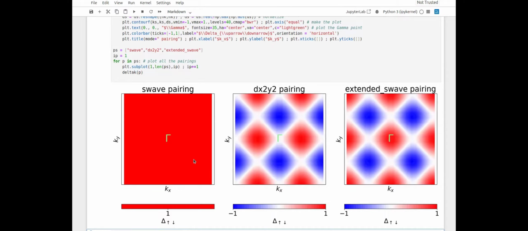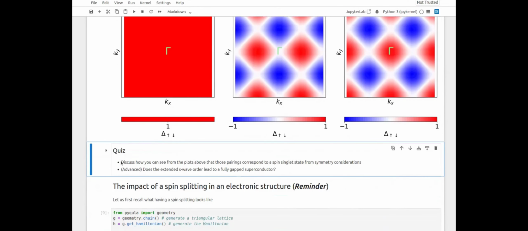In particular, the S-wave pairing has no dependence whatsoever, so it's completely flat in momentum space. The dx squared minus y squared pairing has a dependence that looks like this, so it's positive here, then negative, then positive, then negative. So the sign changes, let's say once here, once there, once there, and once there, as you wind around the gamma point. And of course, one can have orders that are still S-wave, and they are still singlets, but where the sign of the gap changes. And this is called the extended S-wave pairing. So here it is all the time positive, but then if you go to other momenta, it is negative.